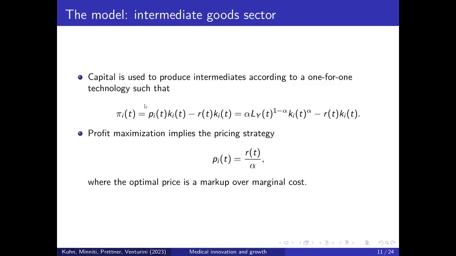So the intermediate goods producer produces the intermediates according to a one-for-one technology. So 1 unit of physical capital is transformed into 1 unit of the intermediate good. That's without loss of generality. So one can assume different capital input coefficients, but it wouldn't change the results in the end in a qualitative way. So that then the profits of the intermediate goods producer are equal to the price that they can charge for their product multiplied by the amount they produce. That's equal to the capital that one firm employs, because we have this one-to-one technology. That's the revenue. And if we subtract the cost, which is the interest payments on the capital that the firm rents, then we get the profits.